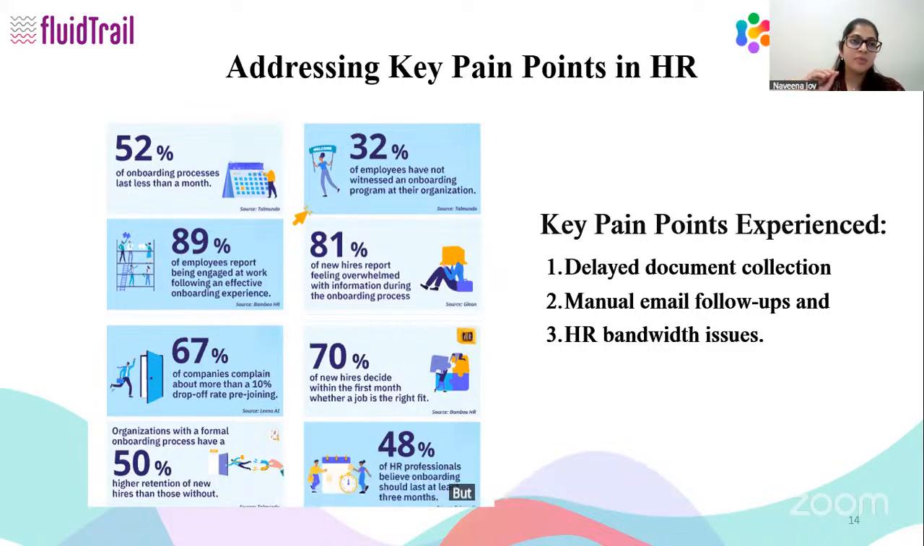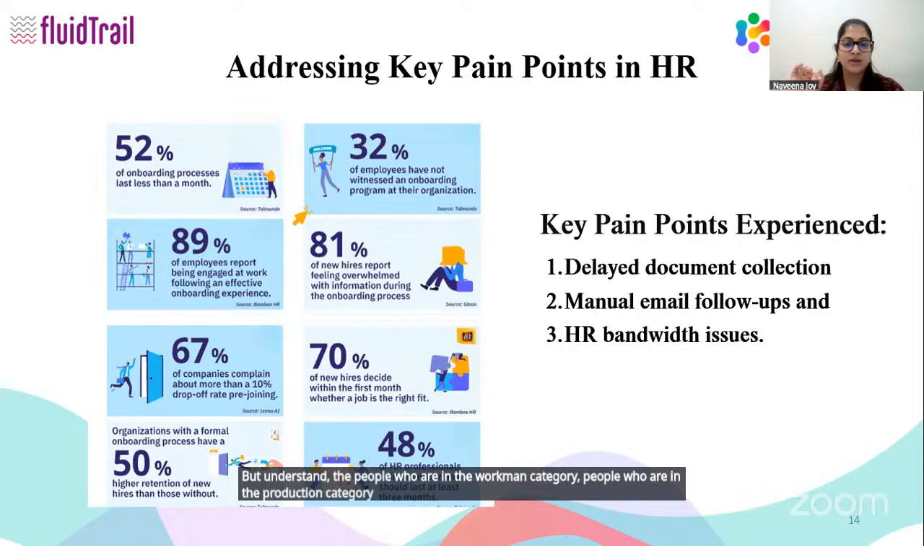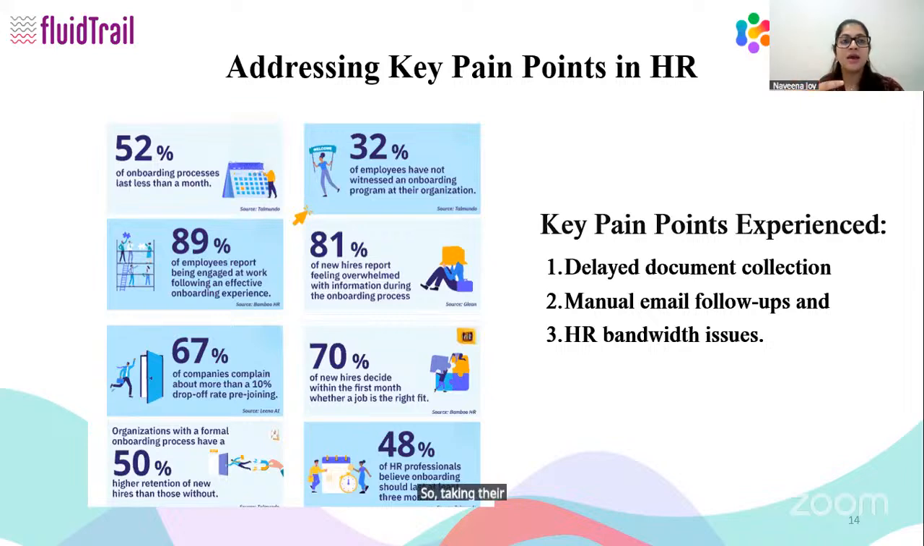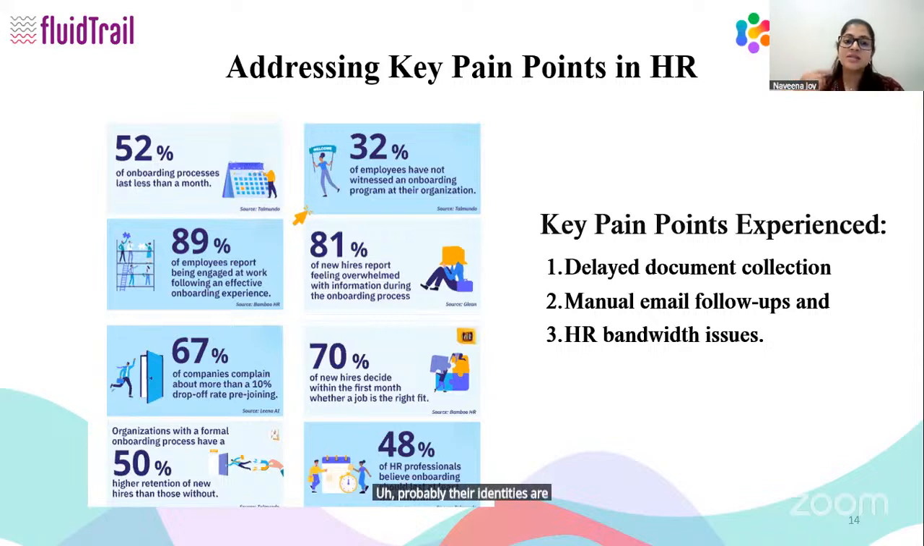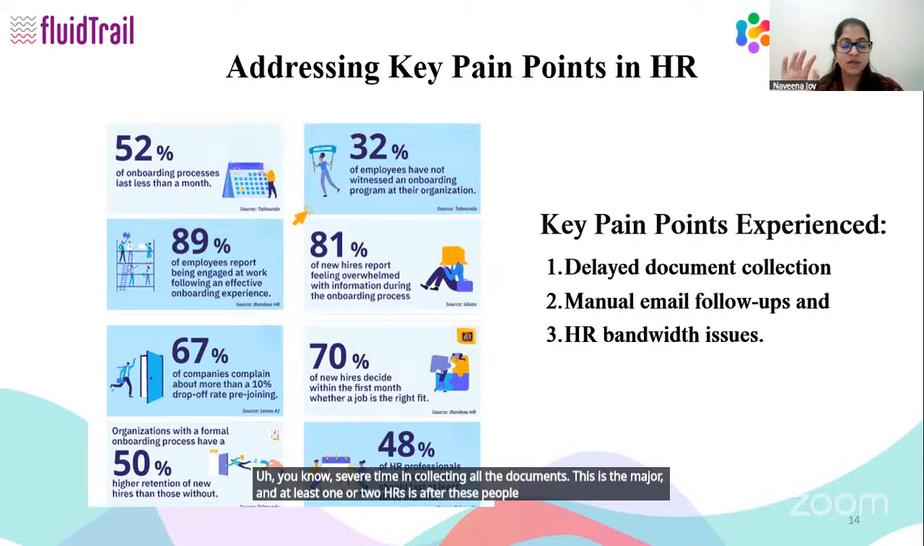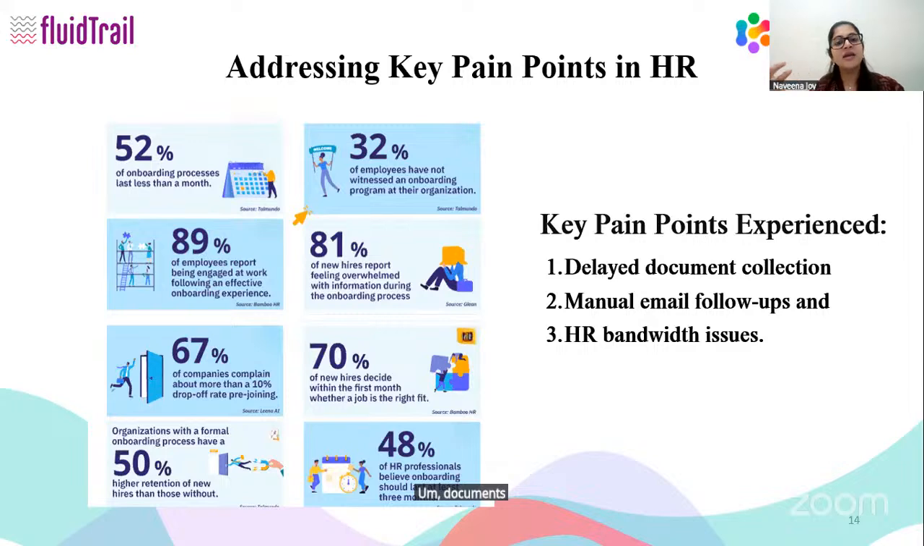But understand the people who are in the workman category, the production category, the operational category, the quality department, the lab department, who are at the unskilled level also. Taking their documents, understanding what their skills are, what their identities are, all these things take very severe time in collecting all the documents. At least 1 or 2 HRs are after these people to collect these documents. Again, it becomes very tedious, how this collection of documents can be managed.